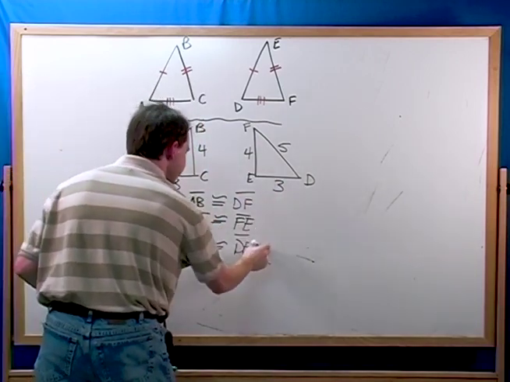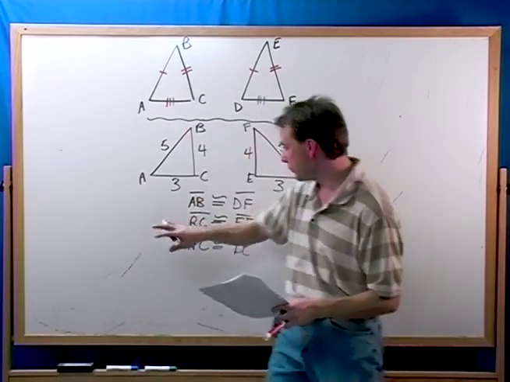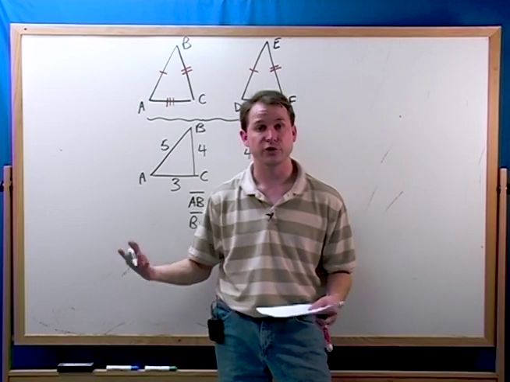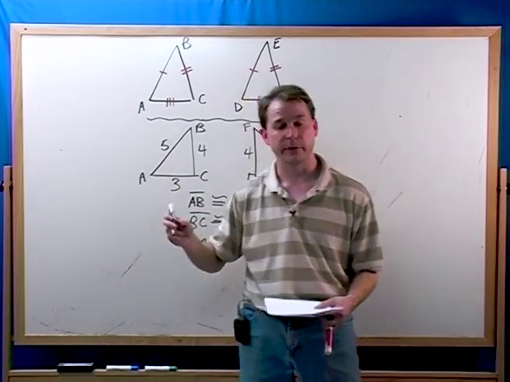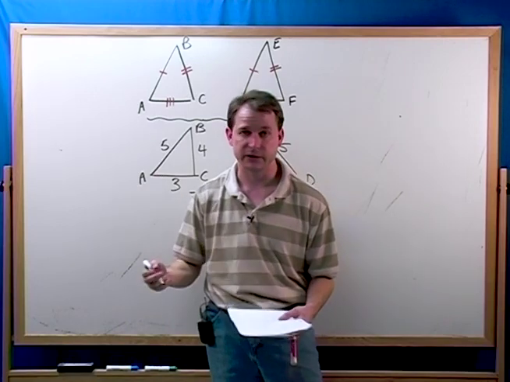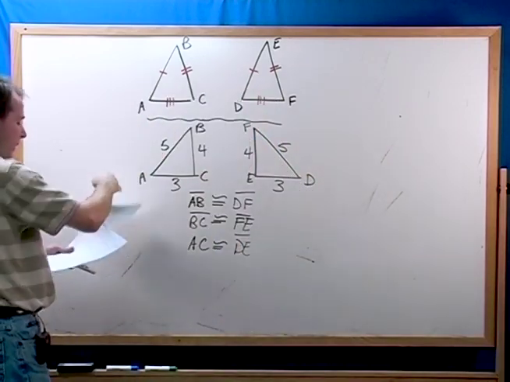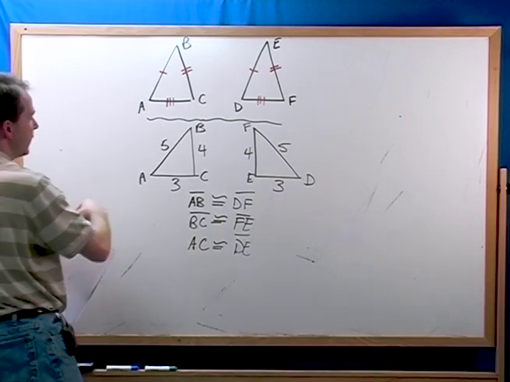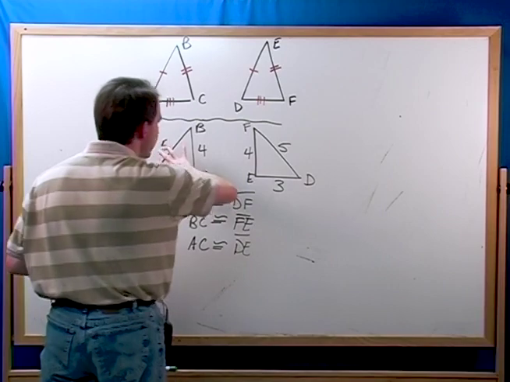Because the three sides are congruent, what you would write on your paper is you would say all three sides are congruent to their corresponding sides, so these two triangles are congruent by the side, side, side postulate. That's exactly what you would write. So you're using that postulate to figure out that these two triangles are congruent. And notice you didn't have to know anything about these angles. I mean, you don't know what these angles are at all.